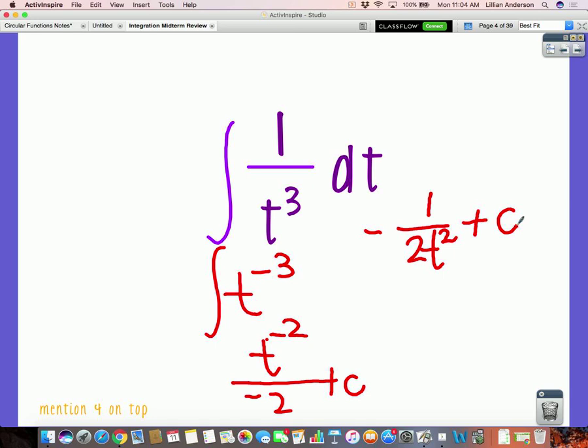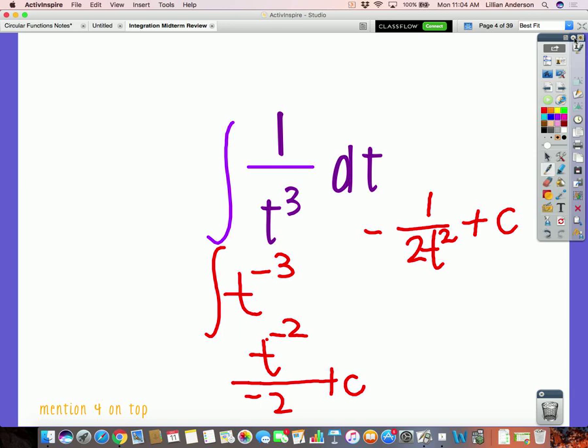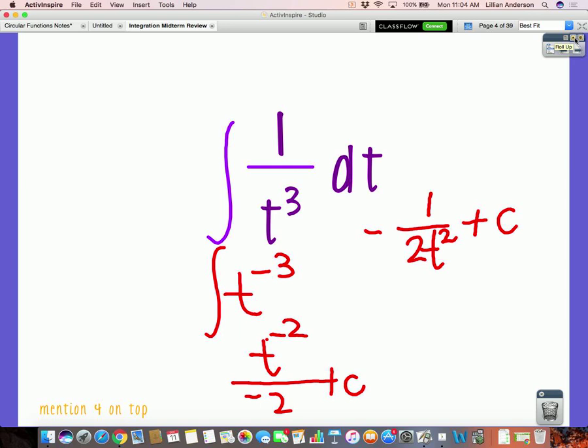You guys remember doing this? Okay. Now, I have this at the bottom that says mention if there was a 4 on the top. If there was a 4 on the top instead, you still would do this problem the same way, except you would have a 4 as a constant on the outside. So you just pull the 4 out, and then at the very end, you would just multiply by 4. You see how that works?